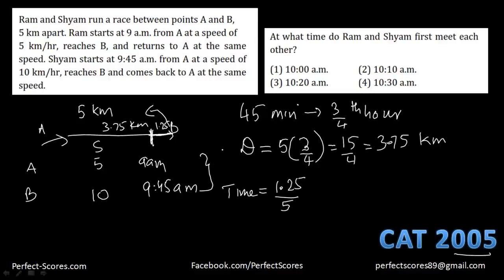But in that time, car B would also have traveled some distance. And what would be that distance? That would be speed into time. So distance is equal to speed into time. I suppose everyone knows that. So what is the speed of car B? The speed of car B is equal to 10, and the time taken for car B to travel would be the time taken for car A to travel from here to here, which would be equal to 1.25 divided by 5.